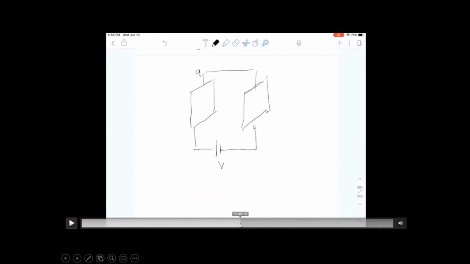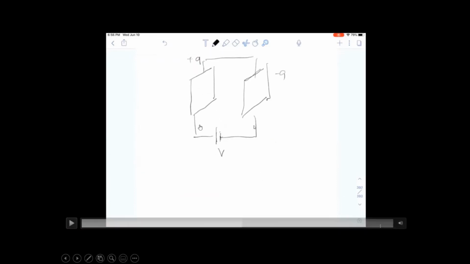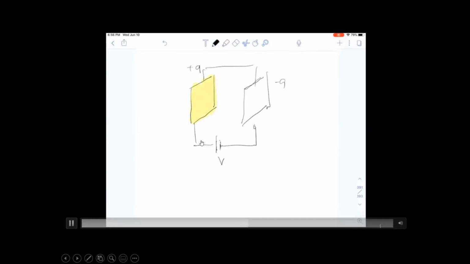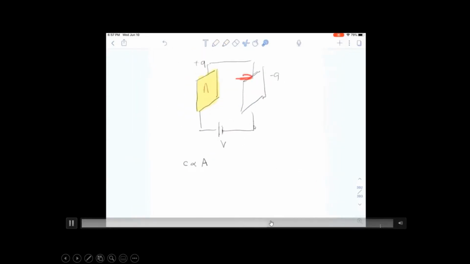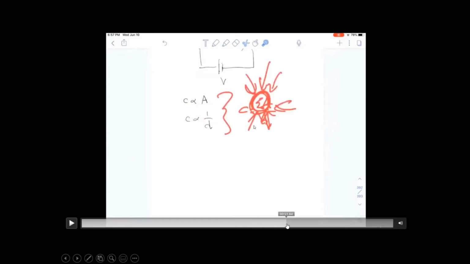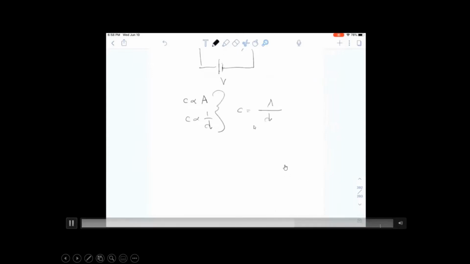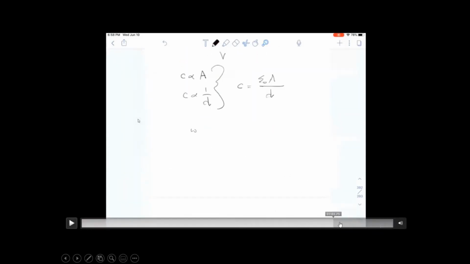Now, capacitance depends on the geometry in essence. So it's going to depend on the size of the area of the plates. It's also going to depend on the separation distance between the plates. All right, so the closer these plates are to each other, the larger the capacitance is going to be. All right, and you can turn this into an equation by multiplying everything with a proportionality constant, which happens to be epsilon naught in this case.